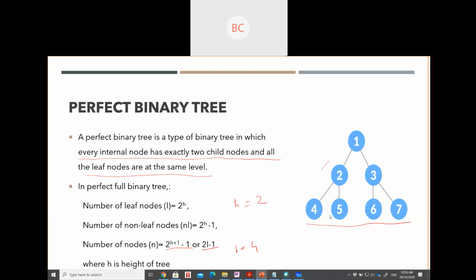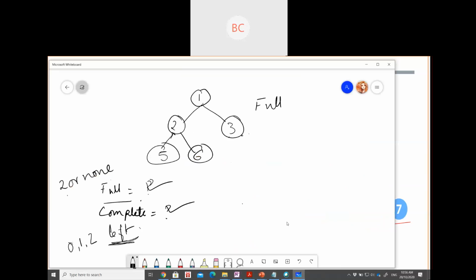So to calculate the number of nodes, you have two formulas. Either I can give you the number of leaf nodes or I can tell you the height of the tree. So based on the parameters, you can calculate the number of nodes. So what is the condition here for full? It is right here. For full binary tree, it's 2 or none. Okay.